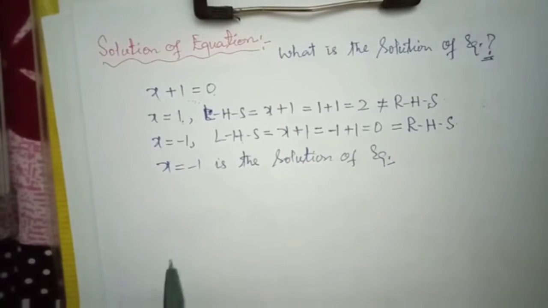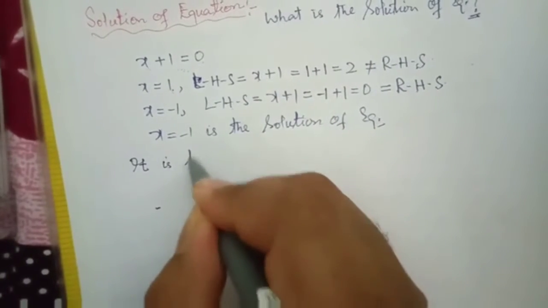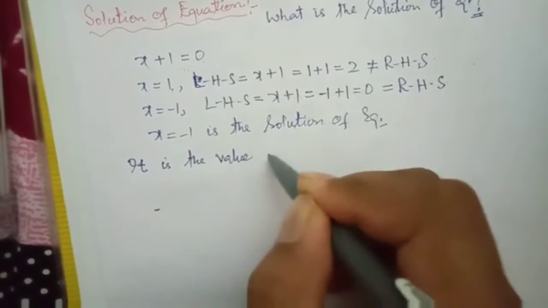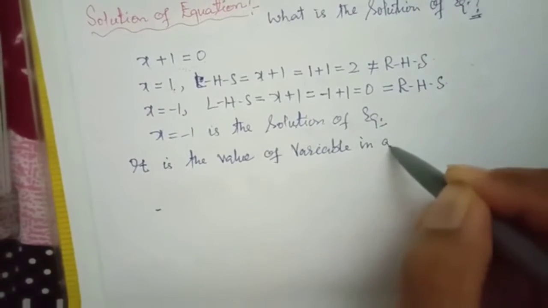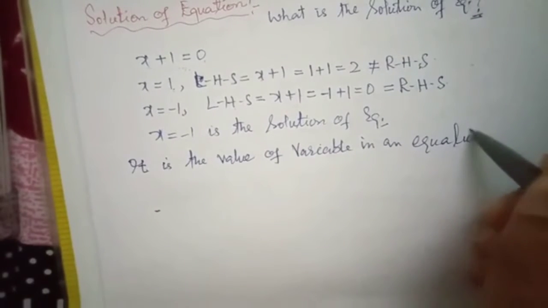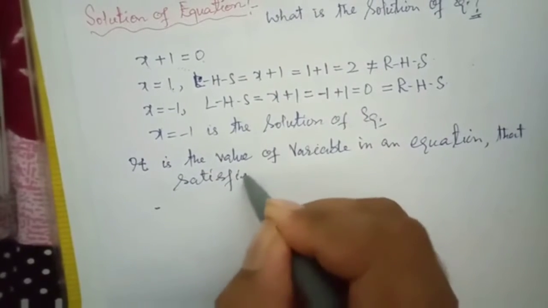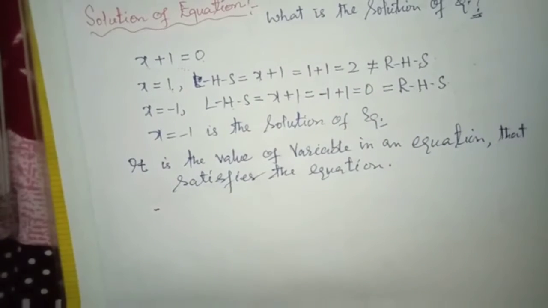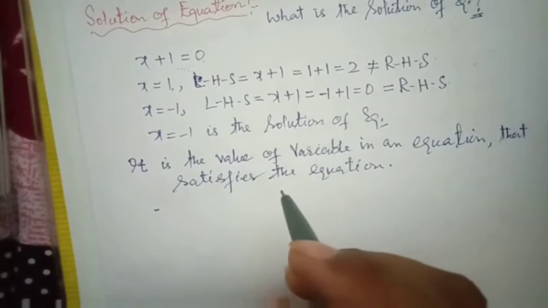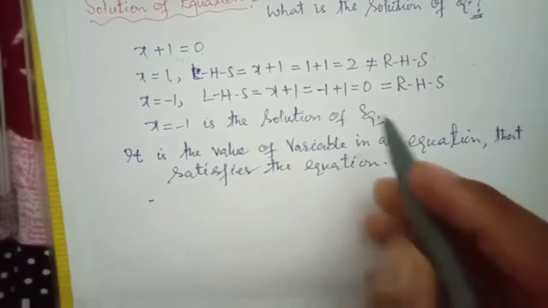So you should understand this thing. What is the solution of the equation? It is the value of the variable in the equation. I can write here, it is the value of the variable in an equation that satisfies the equation. Meaning when we put this value instead of this variable in the given equation, our LHS will become equal to RHS, because in an equation there will be LHS and RHS.